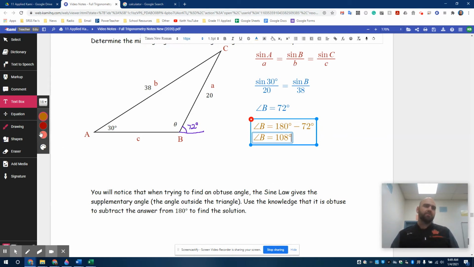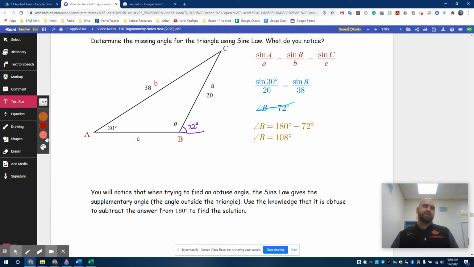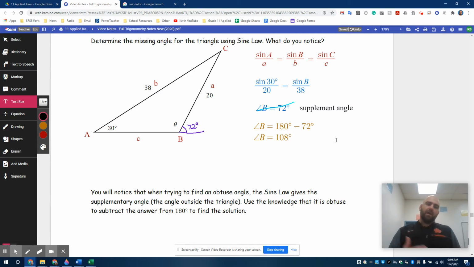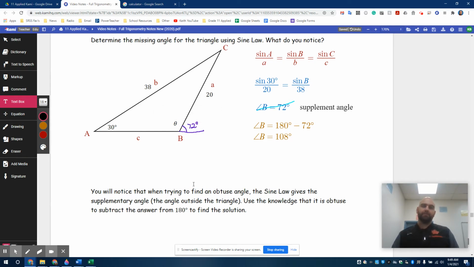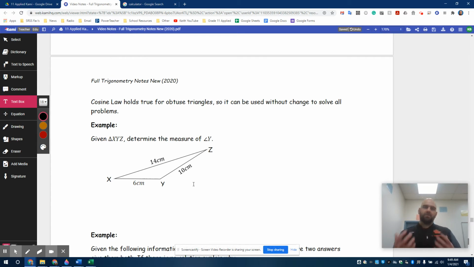In this case here, this is in fact not true. This one's not true. This is the supplement angle, the supplementary angle. It's the angle we're given, plus the angle we want, that makes 180. Now, that is using those things there.